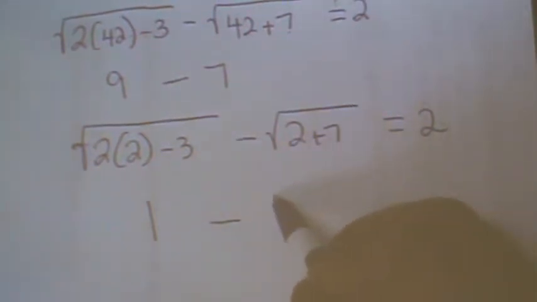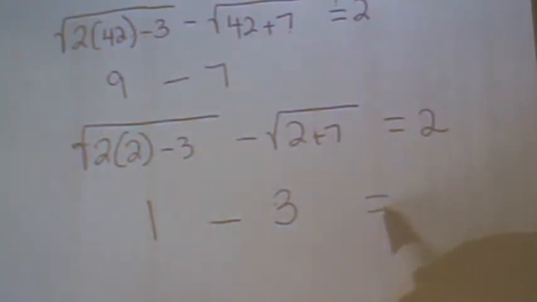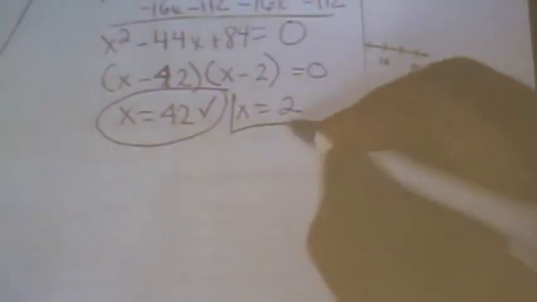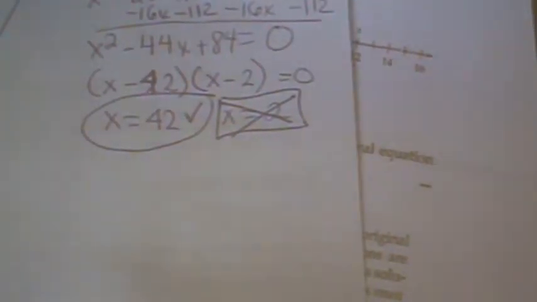This is 9. Square root of 9 is 3. 1 minus 3 does not equal 2. It equals negative 2. So, this answer is garbage. It's extraneous. It's a fake solution. So the only answer that works for this is 42. Does everyone understand that?